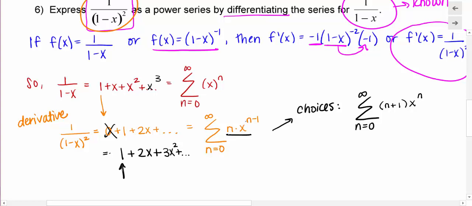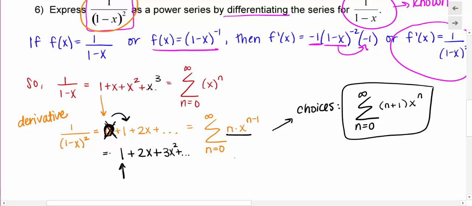If I put in n plus 1 instead of n, because I got rid of this 0 here, I'm really shifting this series over 1 to the right, because I don't want to get the 0 as a first term. I want to get the 1 as a first term. So the next term idea was putting in n plus 1 instead of n. So I could say this is my series.